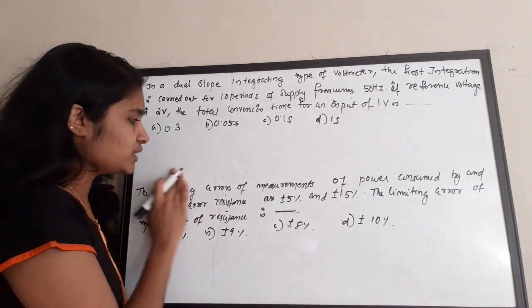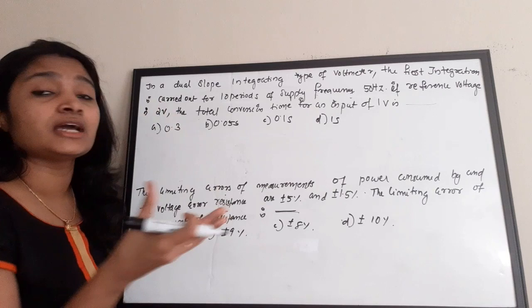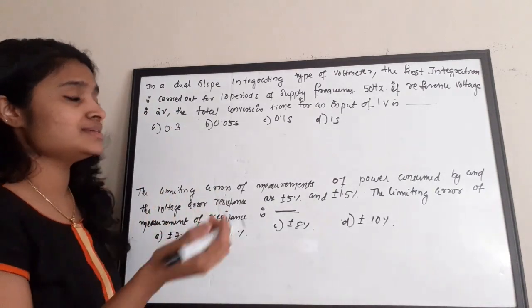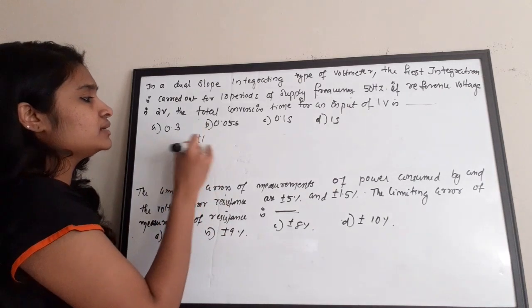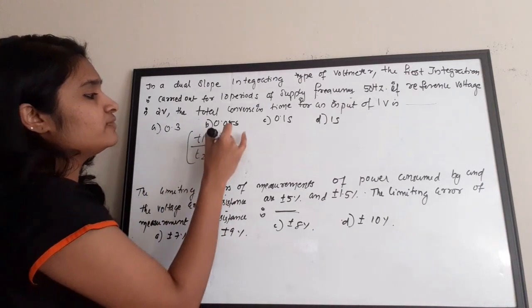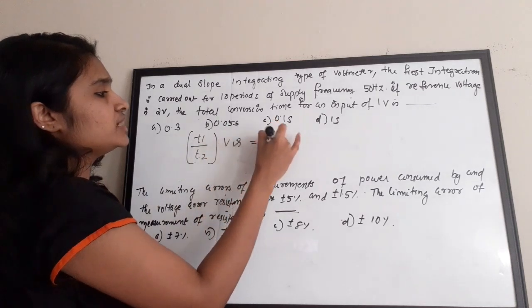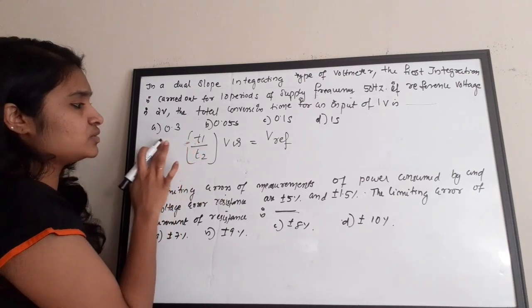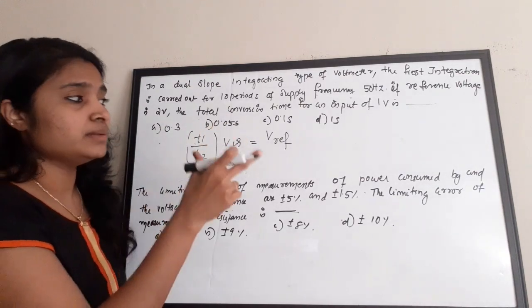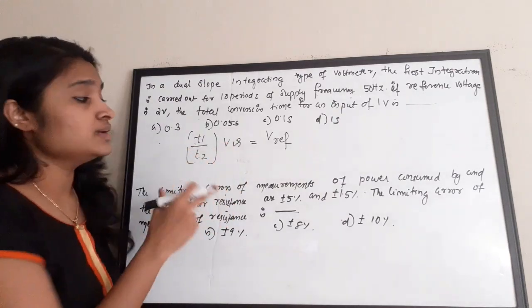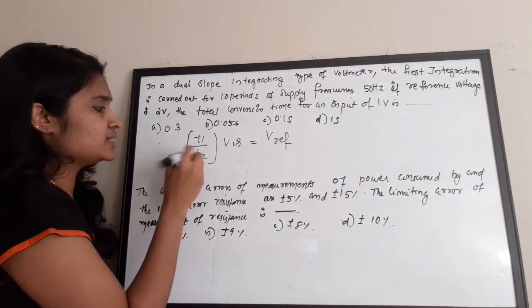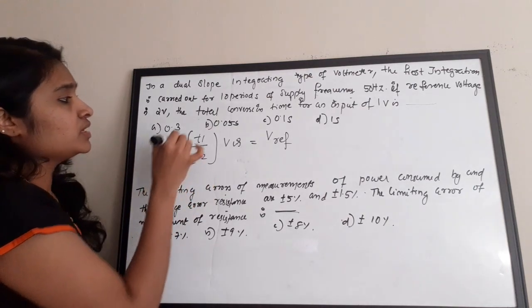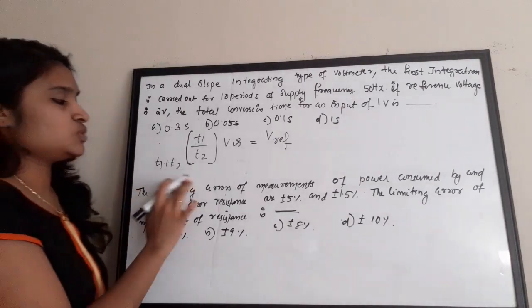Okay, so the basic equation for a dual slope integrating type of voltmeter, if you have at least heard about this or if you have studied the basics, is T1 by T2 into V in is equal to V reference, where T1 is the time for which the first integration is done, T2 is the time for which the second integration is done, and conversion time is equal to T1 plus T2. Okay, so conversion time is T1 plus T2.